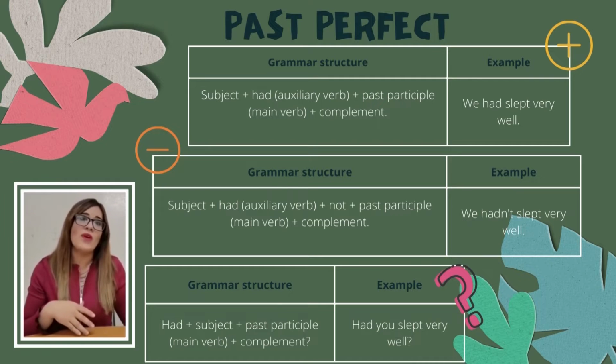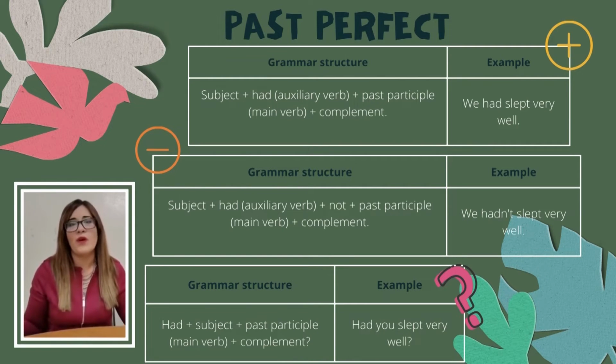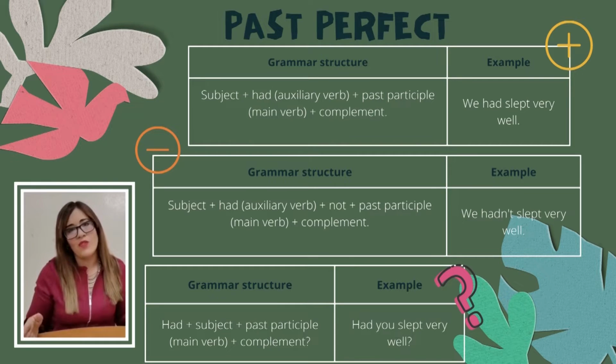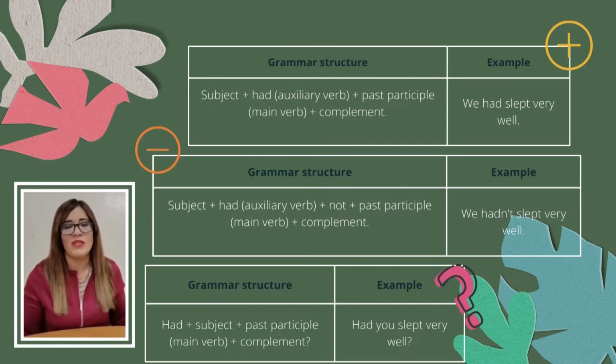So if we have more information or more exact information, we need to use a question word. Examples of question words: what, where, which, who, and then I have my auxiliary verb that is had, plus the person that is the subject, plus the past participle form, and then my complement.